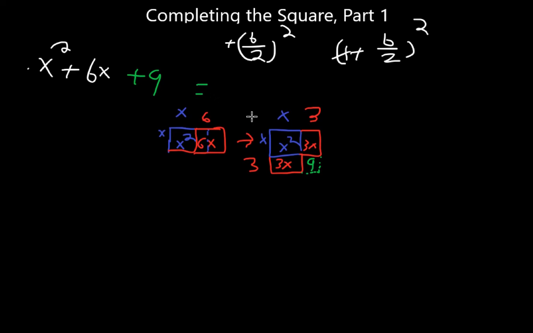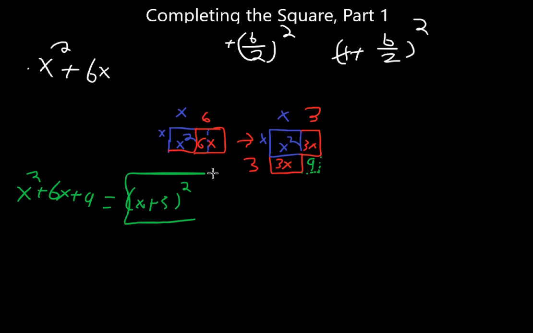And then we would end up with x plus 3 squared. And to be precise, we wouldn't just say x squared plus 6x equals that. We would probably write x squared plus 6x plus 9 is equal to x plus 3 squared. And we have created a square, literally.